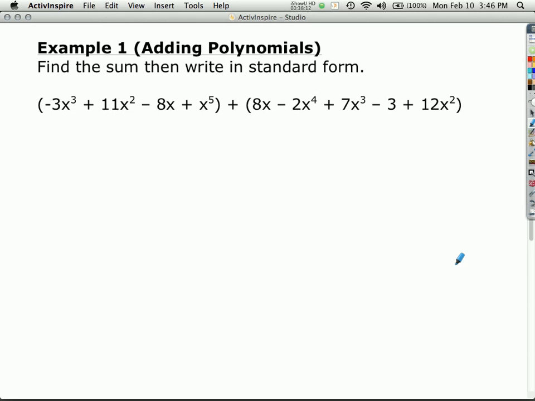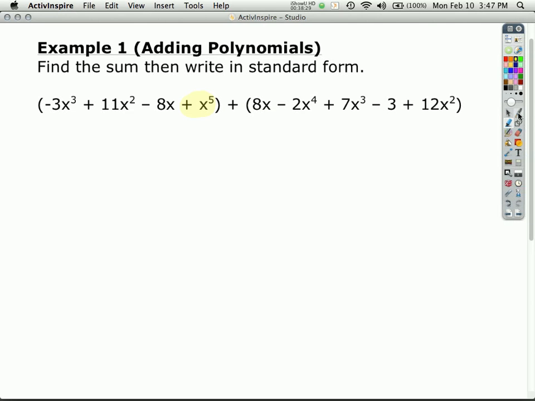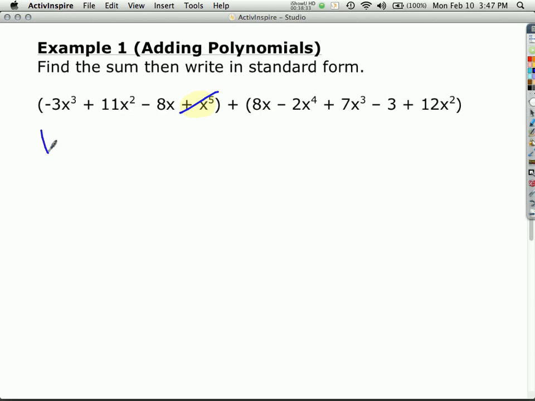What's the highest degree that you see? Shelby? Yeah. So I see an x to the 5th power right there. Are there any partners for the x to the 5th power? Are there any like terms that are going to go with it? There are none. There are no other x to the 5ths. So what we'll do is cross that out. We're done with it. And now it becomes part of our answer.